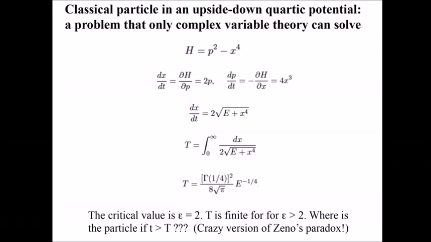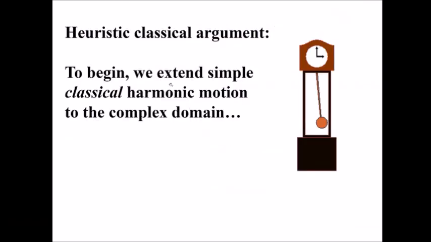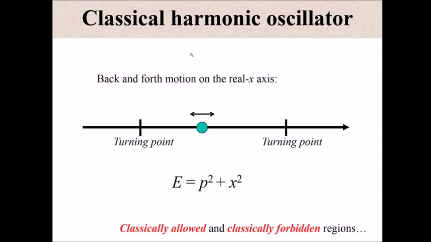To explain to you what is going on, I'm going to first talk about the harmonic oscillator, and what happens if you extend the harmonic oscillator into the complex plane. What I'm going to show you is that you don't know the answer to that problem unless you understand complex variables. Without complex variables, you cannot solve that problem. It's a very simple problem. We're going to begin by studying classical harmonic motion.